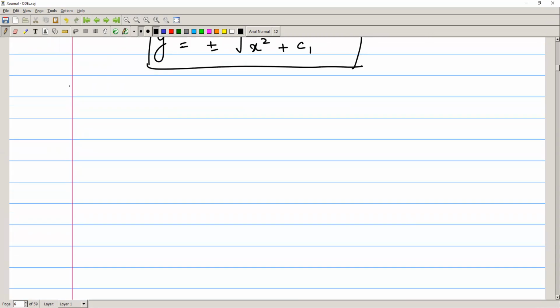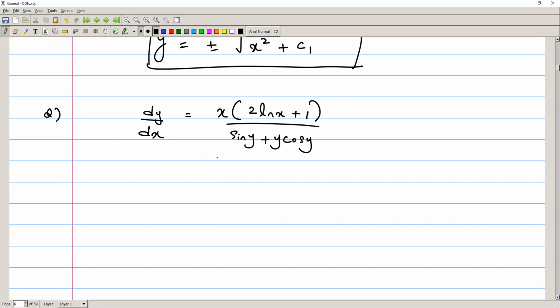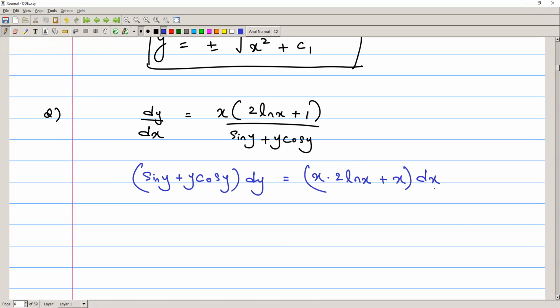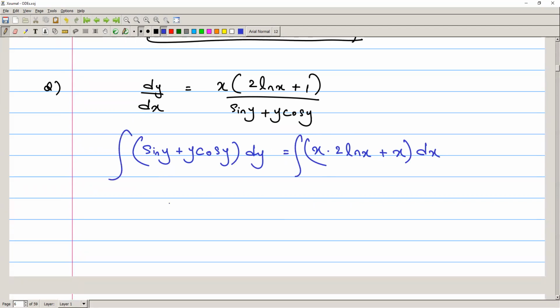Now, let's take another example. Say this is dy by dx is equal to x times (2 ln x plus 1) divided by (sine y plus y cosine y). Right, now we can see that we can separate these functions, y with dy and x with dx. So let's write in this form: (sine y plus y cosine y) times dy is equal to x times (2 ln x plus 1) times dx.